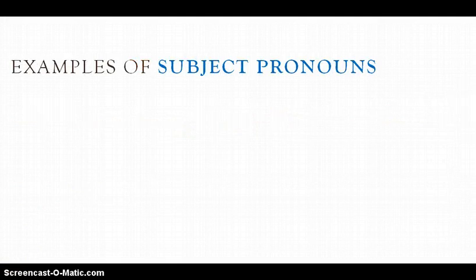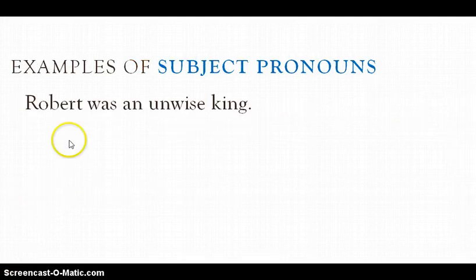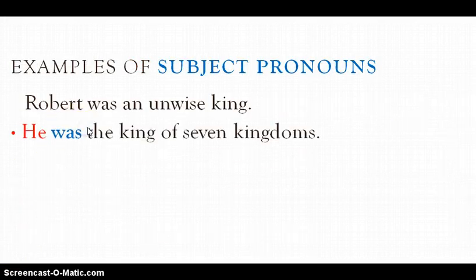Here are a few examples of subject pronouns. Robert was an unwise king. There's no pronoun in this particular sentence. He was the king of 7 kingdoms. He is a pronoun that is replacing Robert. So if you look at the position of the subject pronoun, it is before the verb. See here, he is before the verb was.